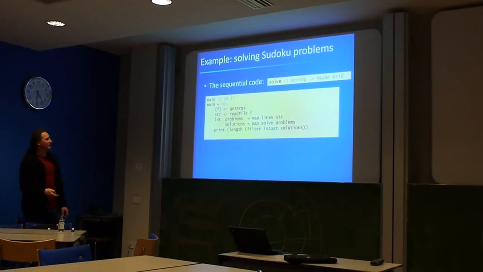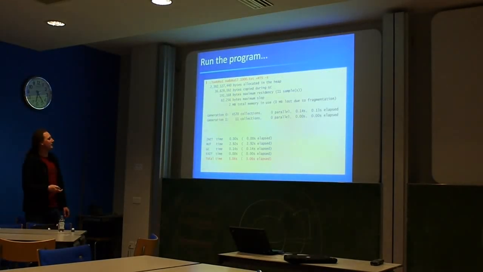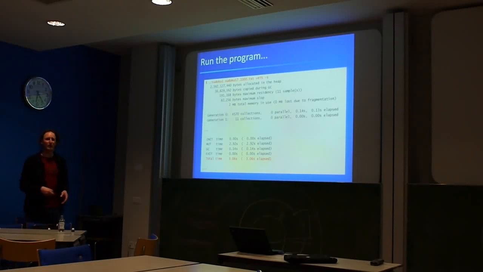Okay, so how are we going to parallelize this problem? Well, first of all, let's run it. So this is an example of the stats that you get when you run a program in Haskell. There's a special option that says give you all the stats, and it tells you how long it took to run it. So in this case it was 3.06 seconds, running on a sample set of 1,000 problems.